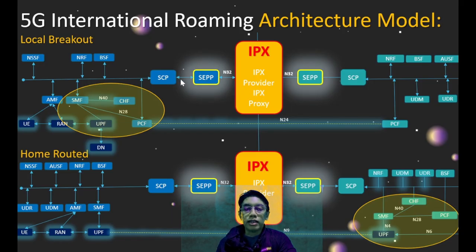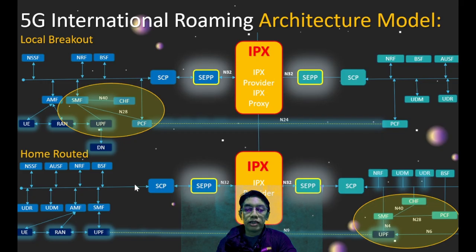So in the local breakout, the visited PLMN only interrogates the home PLMN for the authentication process and also to query the subscriber data in the UDM and UDR. While in the home routed, it will send the request from the visited PLMN to the home PLMN for the connection to the data network itself.